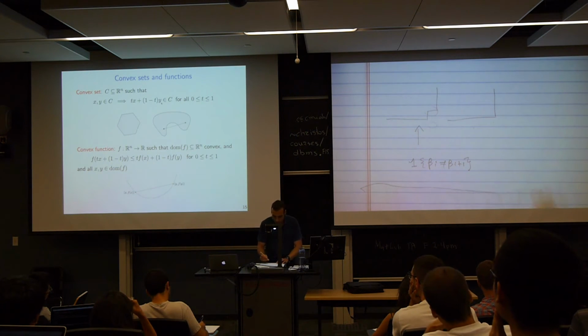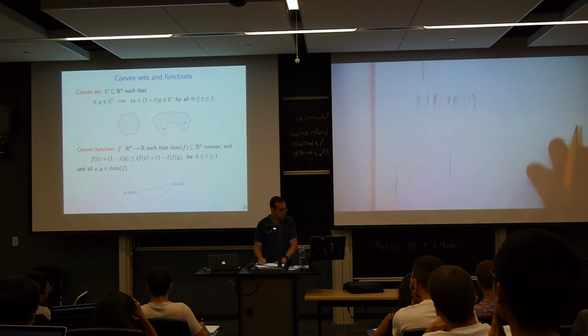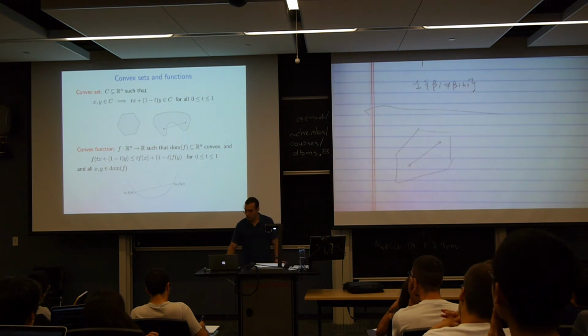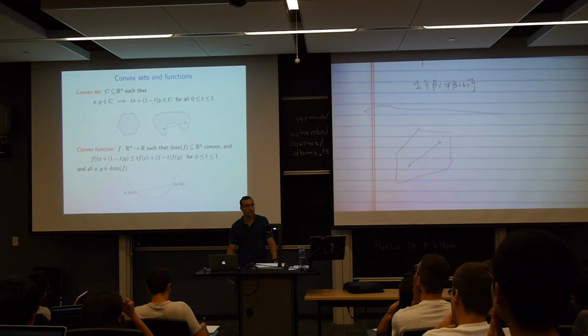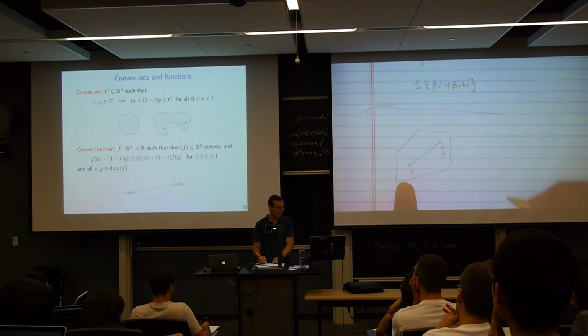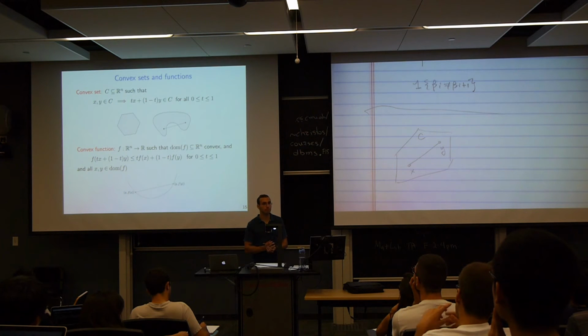So in other words, intuitively, that means that if I take any two points in the set, and I look at the line segment in between them, that's what this is describing as t varies from 0 to 1: the line segment in between x and y. That line segment has to be entirely contained in the set. If it's not, if it leaves the set at any point, the set is non-convex. Okay, so that's an example here of a non-convex set.